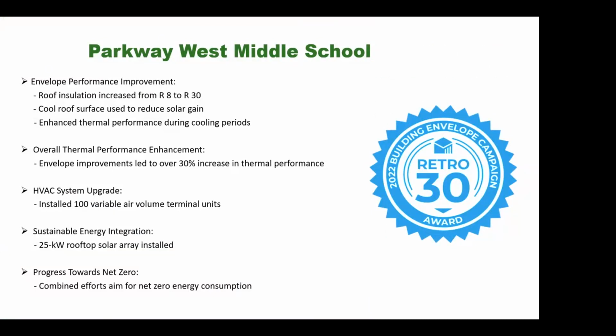In aggregate, the thermal performance of the envelope was improved by over 30%, and in addition to the envelope improvements, the HVAC system was also upgraded to include the installation of 100 variable air volume terminal units. And in an effort to get to net zero, they also added a 25 kilowatt rooftop solar array.